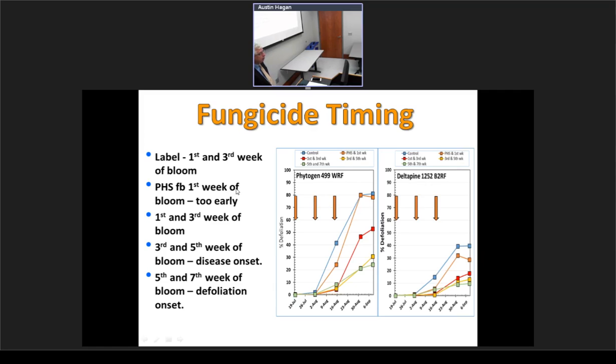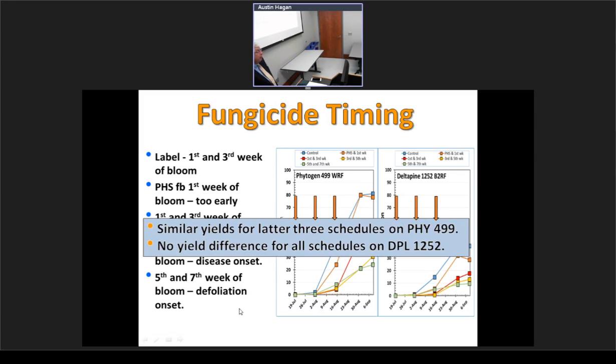These are two application programs: pinhead square in first week of bloom, first and third, third and fifth, and fifth and seventh. And it looks like the earlier you initiate your sprays, the poorer control you're going to get. And actually, we tended to get very good control with either of the two later spray programs, which is kind of unusual, because the third and fifth would correspond to the time of disease onset, and the fifth and seventh week of bloom programs would actually be a rescue program. But it turned out they both did very well.